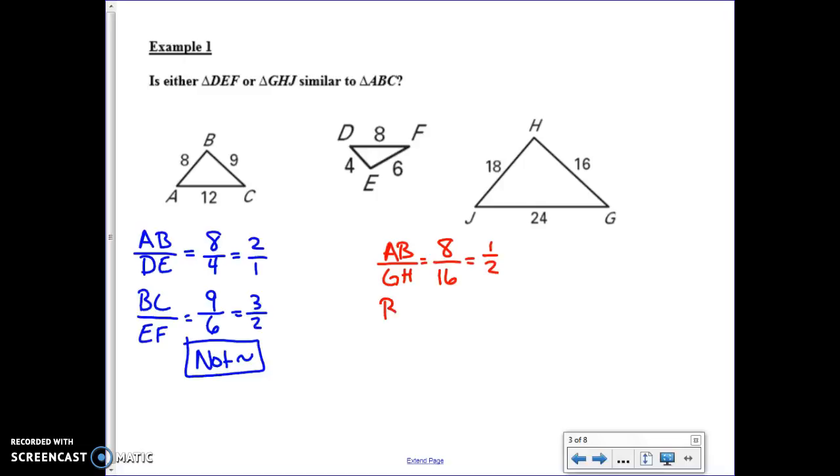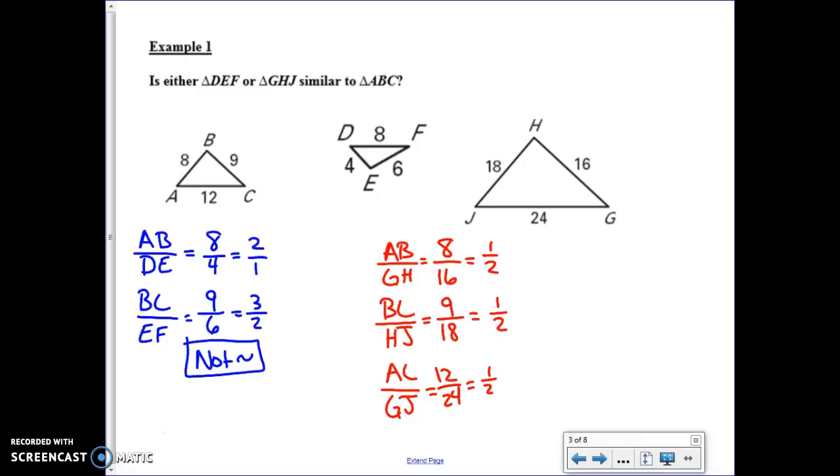Then BC is the middle value side, and it looks like HJ is the middle value. So BC is 9, HJ is 18. So far so good because those both divide by 9 and would give you 1 over 2. Then the last side we have is AC, and that pairs up with GJ. So I have 12 over 24, and again that will reduce, so 1 over 2.